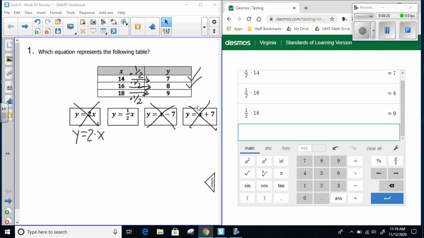And sure enough, it also worked for that last row in the table. So our best choice here is that y equals 1/2 x, which really means y equals 1/2 times x. Let's go to the next question.